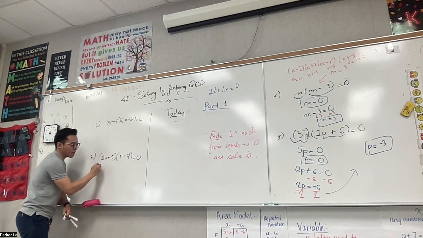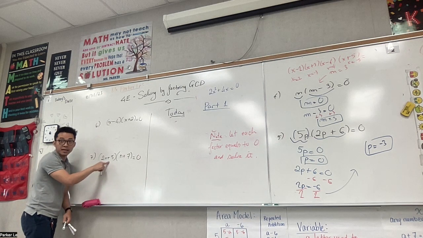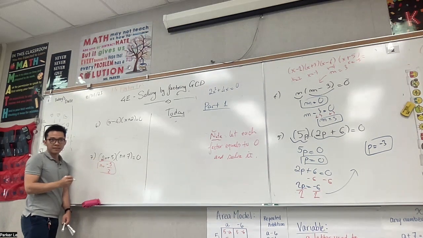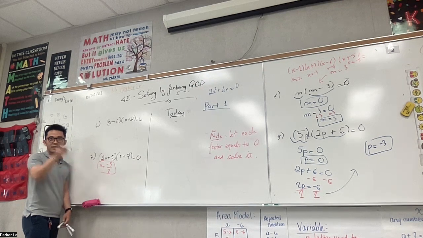The answer is you flip this number, which is negative 5, right? Divided by this number. That's the answer. That's the shortcut. You remember? This is any value, Alan? Yeah, negative 2.5.